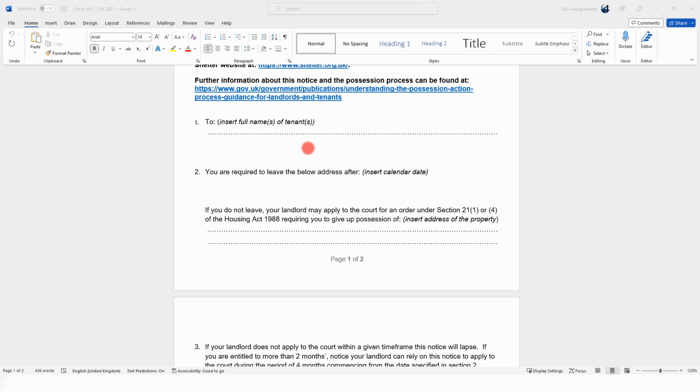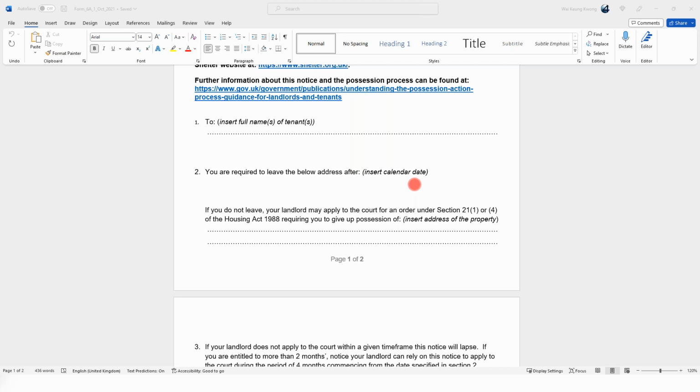Point 1 hopefully is nice and straightforward in terms of the names of the people that you need to put on the form. It's only the tenants. In terms of point 2, you are required to leave the below address after, so you've got to insert a calendar date. In terms of legislation, you can only serve a Section 21 notice to end either the fixed term or any periodic term thereafter. So the earliest date your notice will expire will be after the end of the fixed term. The minimum notice period at the moment is 2 months. You always add on a few days for delivery.